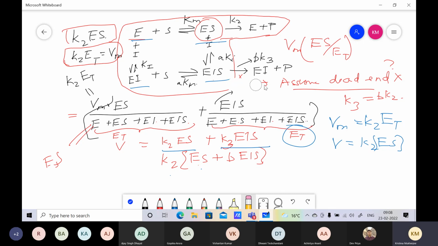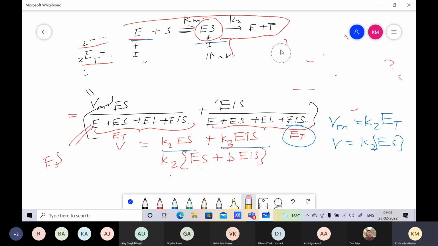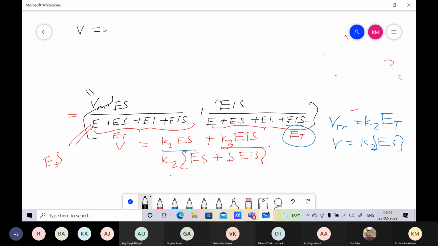So now, given this, I will rub this part out. So we will not assume any dead end. Now please sit down and derive the complete expression for V. Please use your pen and paper and derive it for me. My algebra is very weak. So let us do V is equal to, and what did we do? We derived it in the last class.